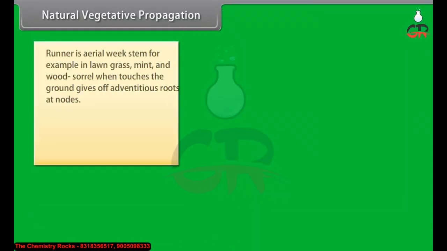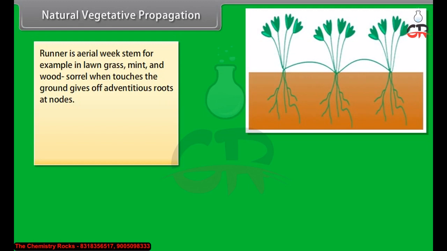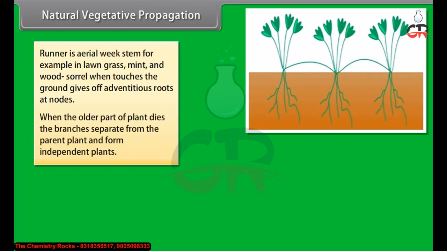Runner is an aerial weak stem, for example in lawn grass, mint, and wood sorrel. When it touches the ground, it gives off adventitious roots at nodes. When the older part of the plant dies, the branches separate from the parent plant and form independent plants.